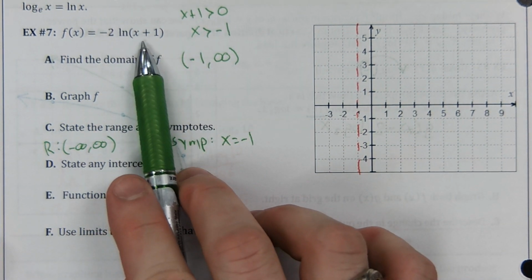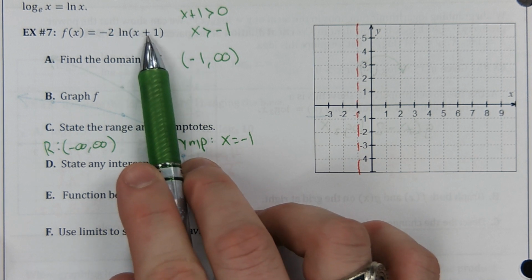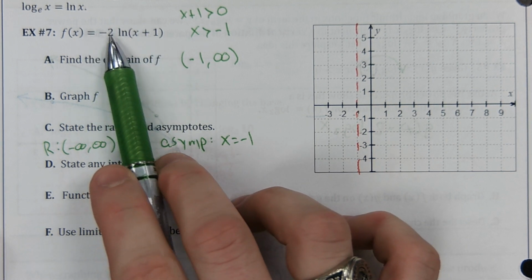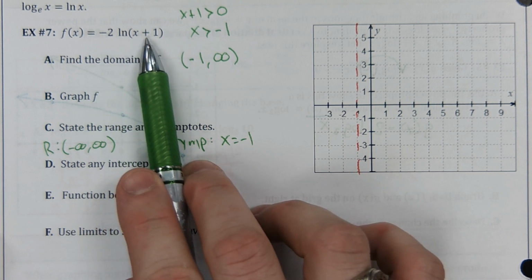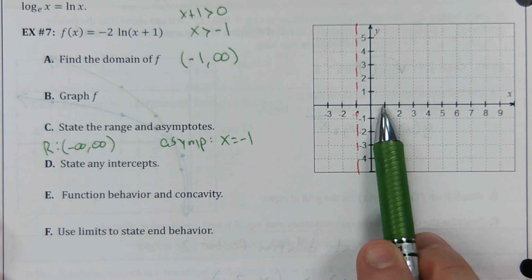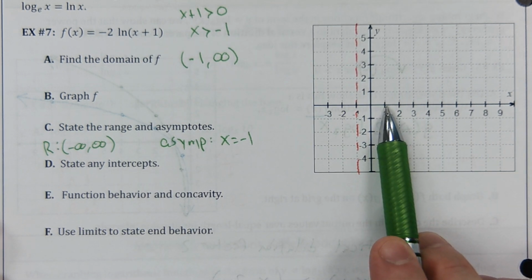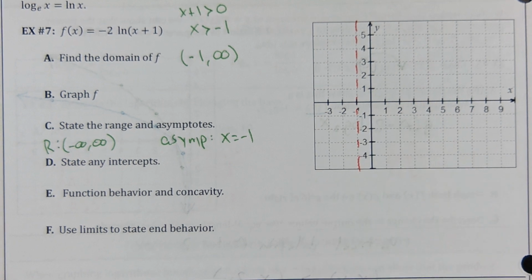This graph is shifted left by 1 unit from the parent natural log. Yes, there's also a reflection and a stretch, but those are both y changes. This is the only x change. So what that is going to do is affect my x-intercept. Log base e of 1 would have been right here, but it's been shifted to the left 1 by that. So it's actually here now.